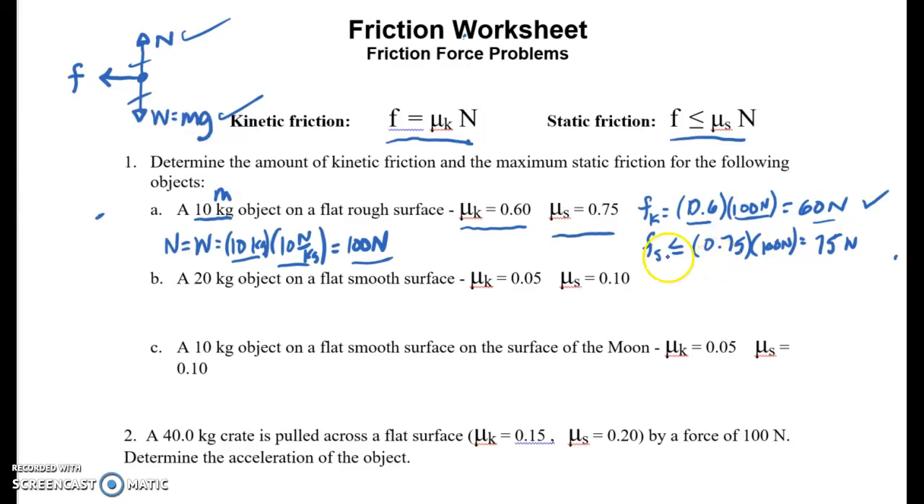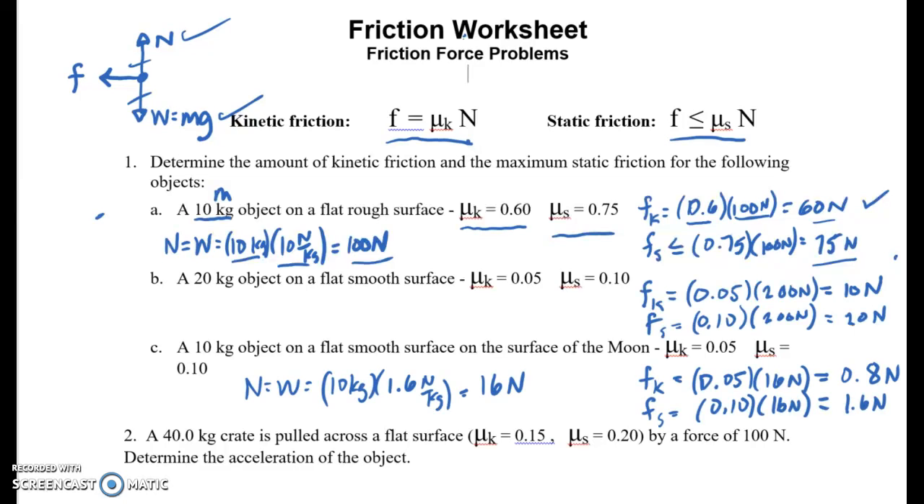For a static friction case, static friction is always going to be less than or equal to the coefficient of static friction times the normal force, which means it's going to be less than or equal to 75 newtons. Once the force goes over that, then it'll start to move and kinetic friction will take place. So you do B and C, and for the 20 kilogram object with these coefficients, we get that for kinetic friction, that for static friction.